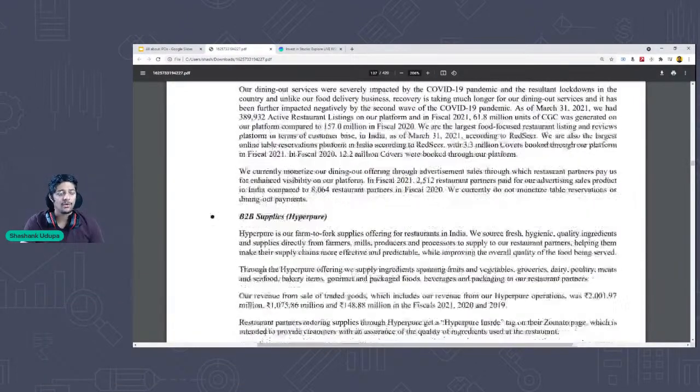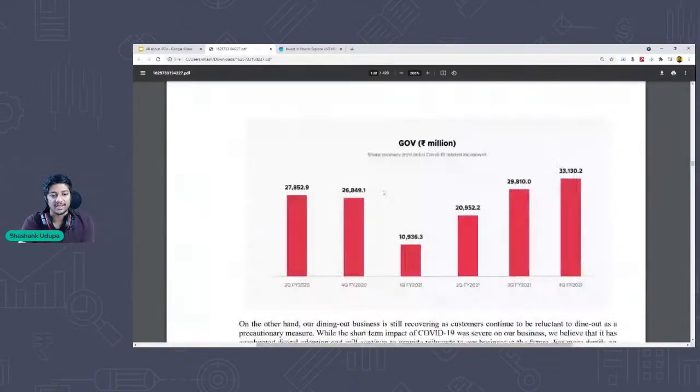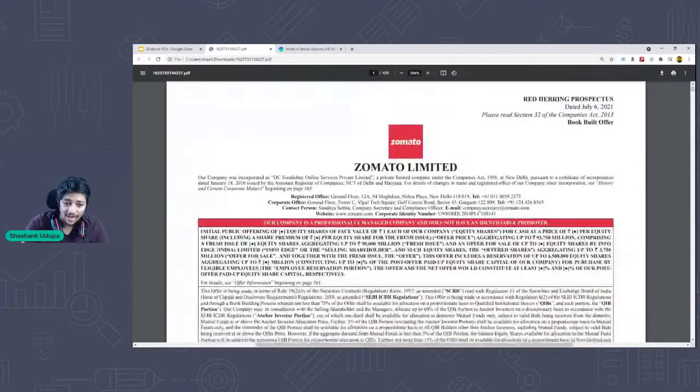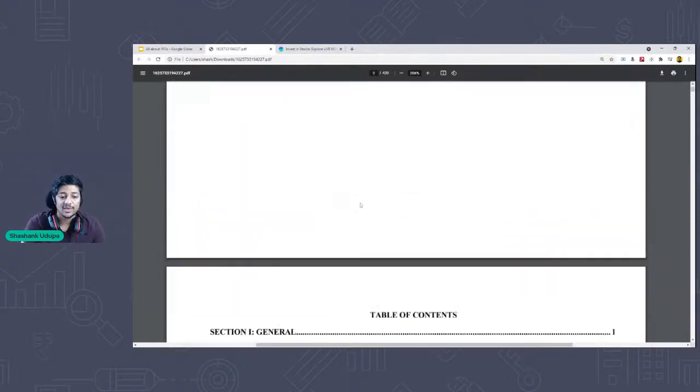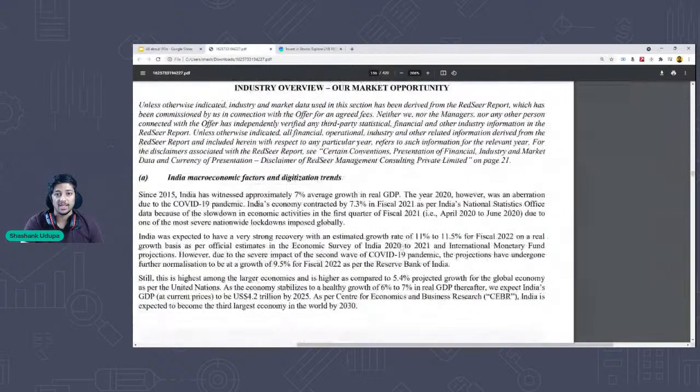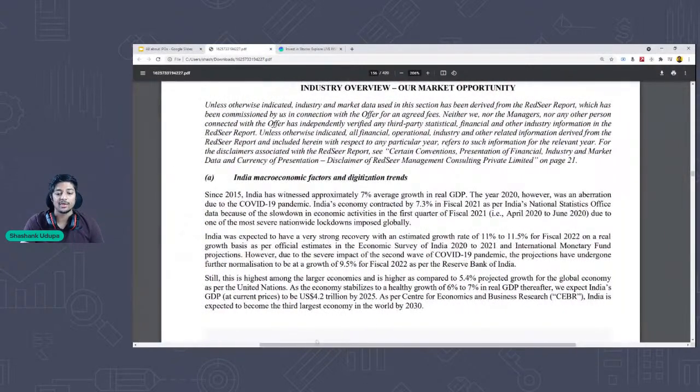Now, all this is done. You understand about their business. This is basically our business, talks about Zomato's entire business model. Once you finish our business, what we do next is we go and see industry overview, our market opportunity. Why do we want to see industry overview? Because we want to see how big this industry is. Whether this industry is a growing industry or a not growing industry. We want to see all this.